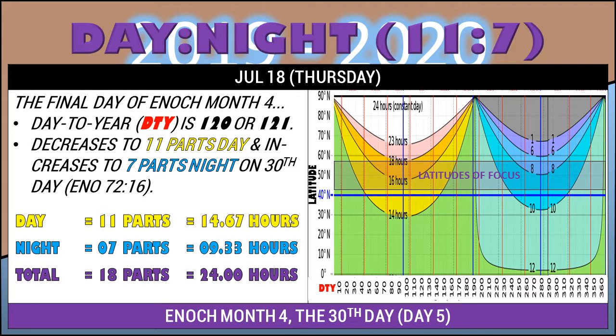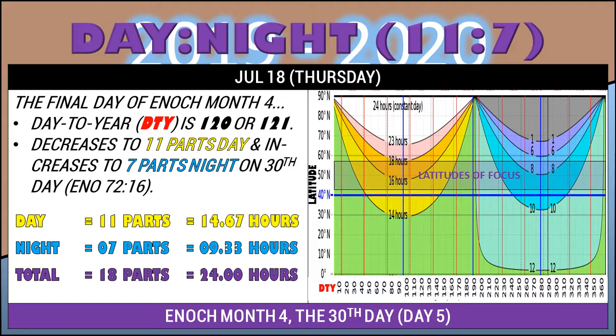And for our final sky sign, we have a ratio between day and night. In this particular slide, the ratio is an 11:7 split. Reading the slide, it states the final day of Enoch month 4, day to year, which is abbreviated as DTY, is 120 or 121. Now all that means is up to that point in the year, that's how many days have passed out of 364 according to the Enoch calendar.